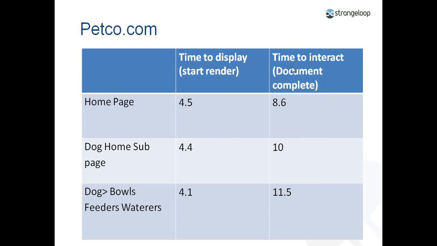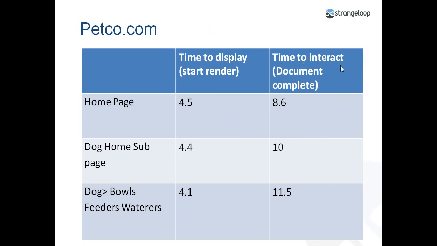I've broken this into 2 times. And we are starting to find, based on our research and our customers' experience, that there are 2 really important times. There actually are 3, but I want to focus on 2 for the purposes of this session. The first time that's really important is the time to display. When does that page start showing me as a user that something's happening, some recognition? The home page starts to display at 4.5 seconds.